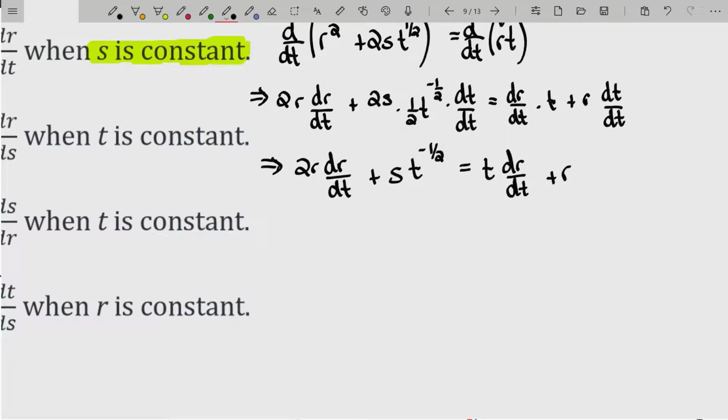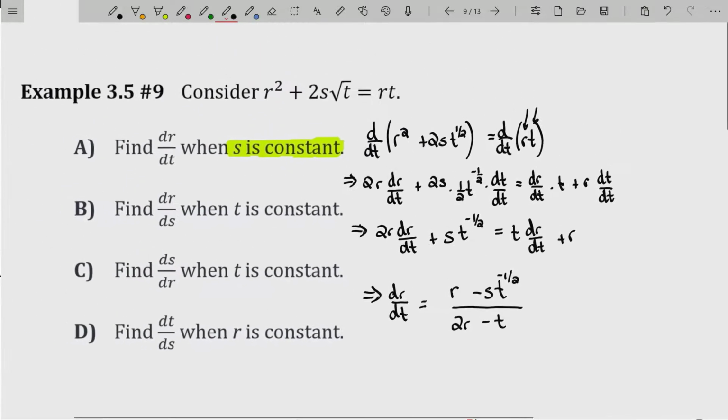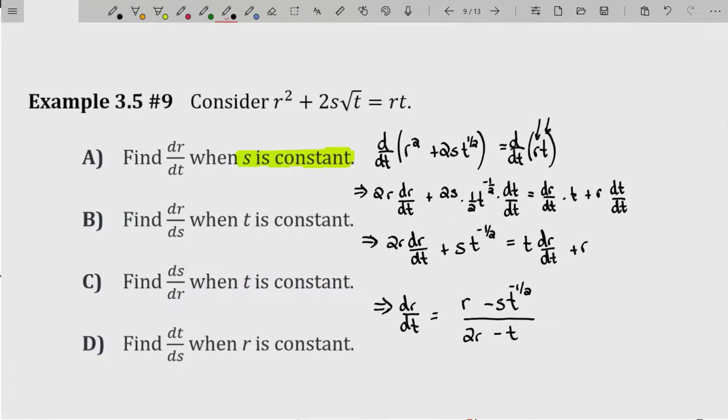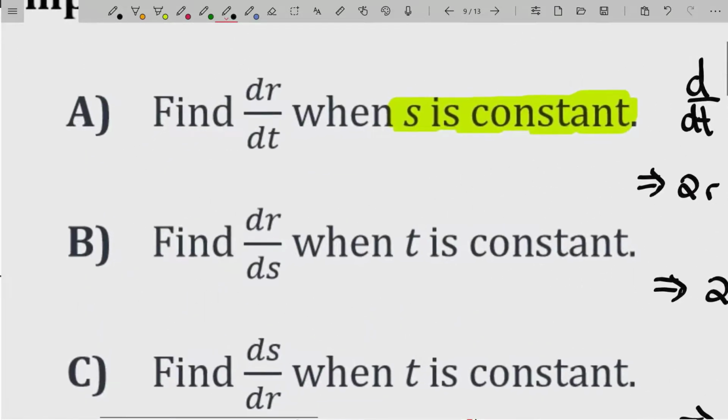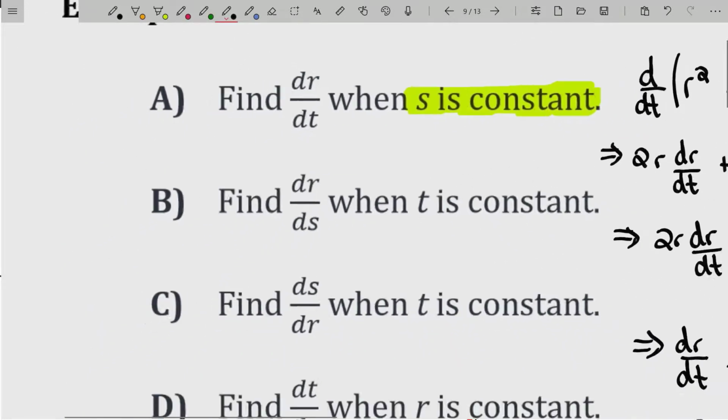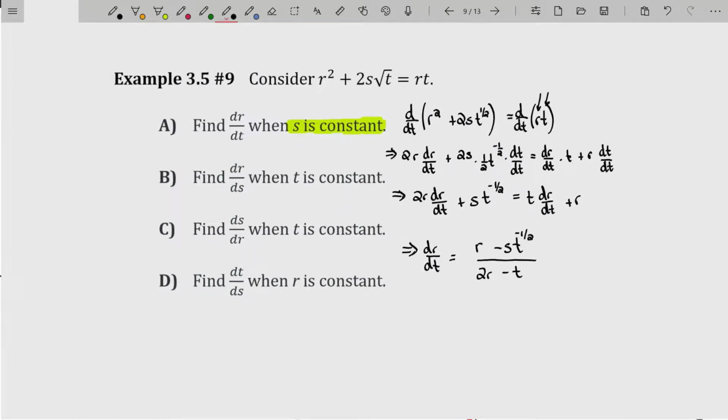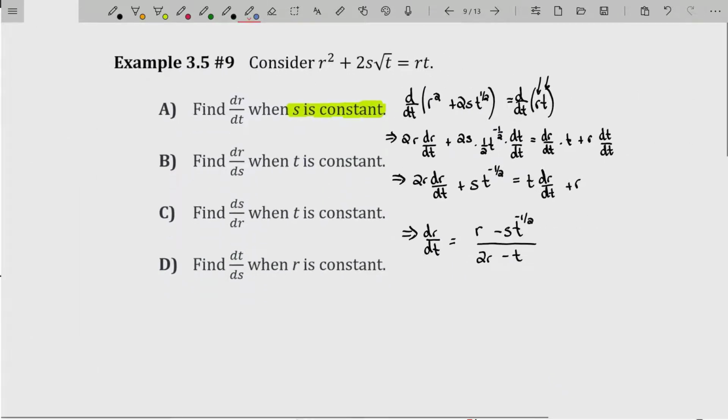Solving for dr dt, it's just an algebra problem at this point, so I'm just going to quickly do it. We get the following. Now, that is going to be different than the derivative of r with respect to s. So let's go ahead and now switch to part B. Let's go ahead and redo that problem. I'll do it in a different ink. The derivative with respect to s, considering that t is now going to be a constant. s is a variable, r is a variable, but t is a constant. This is kind of an interesting problem.